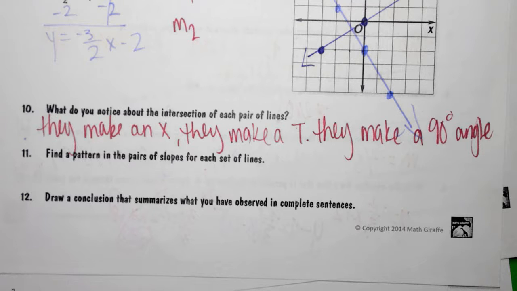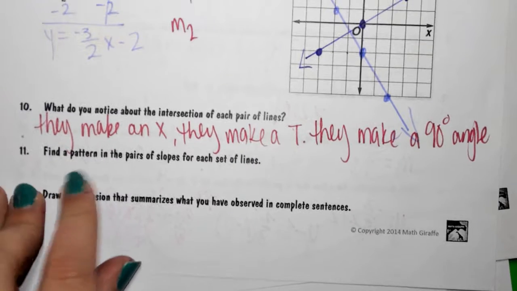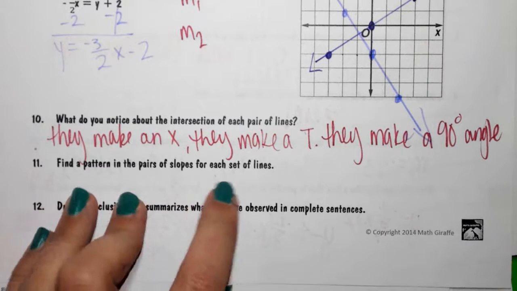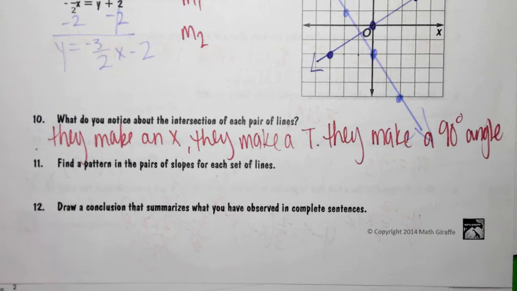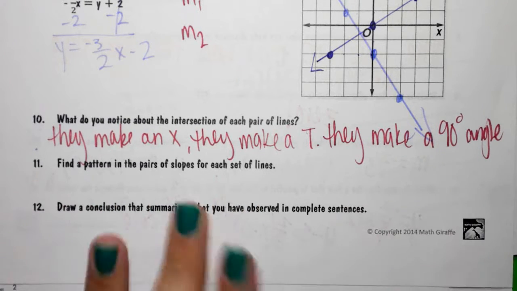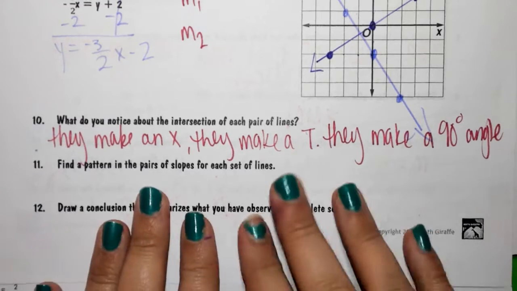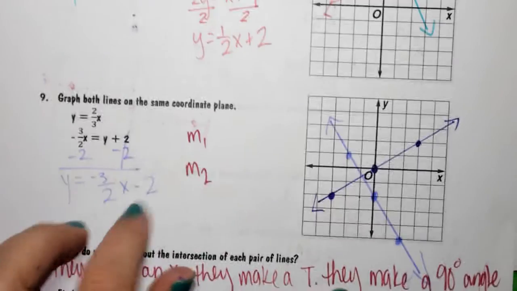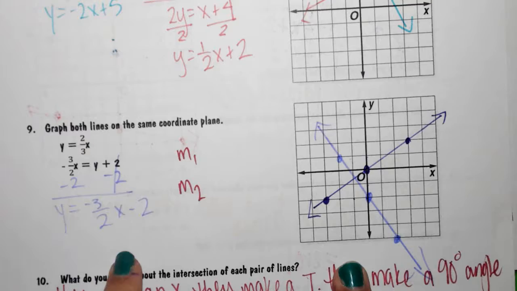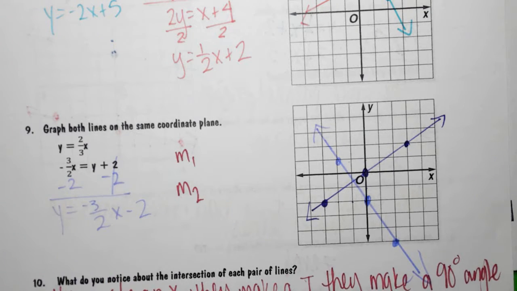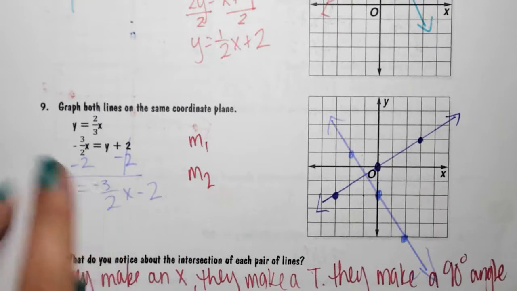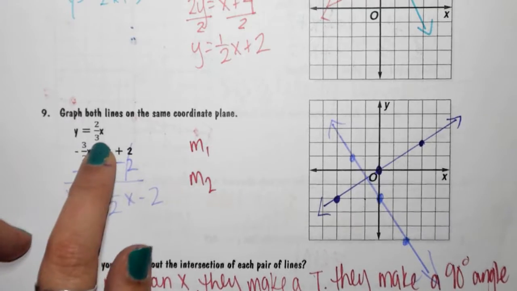Alright, now. It says find a pattern in the pairs of slopes for each set of lines. So what I want us to do now, and I want you to do this with marker so that you can make sure we're doing it right, is go through and write M1, M2, and write what our slopes are. Is everybody ready? Alright, so of our first one, what is our first slope?